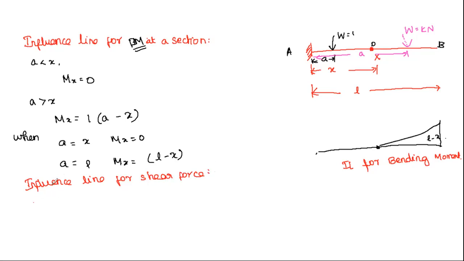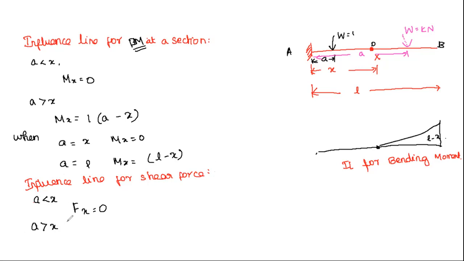So what will we take? A is less than X. So Fx is equal to taking shear force about X. So the loading is here. We can take either left of the loading or right of the loading. There is no load on this portion when we consider it, so Fx is equal to 0.